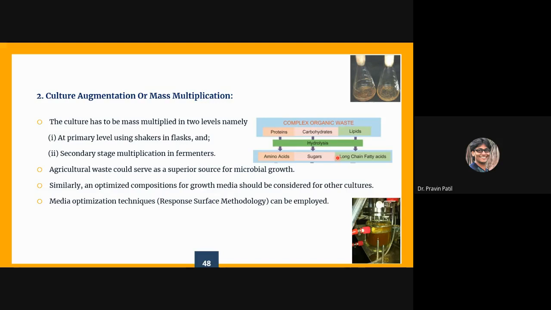There are several methods to optimize the media. If more than 3 or more than 5 or 7 types of parameters are involved in the process, that time we can employ another biotechnological tool known as response surface methodology. I hope some of you must have heard of this technique. I'll briefly tell you what we do in that.